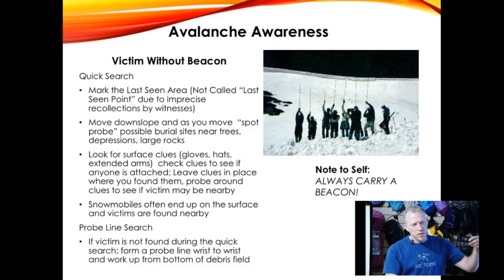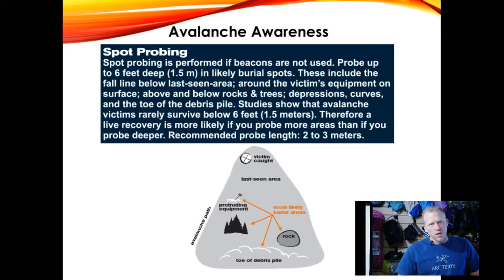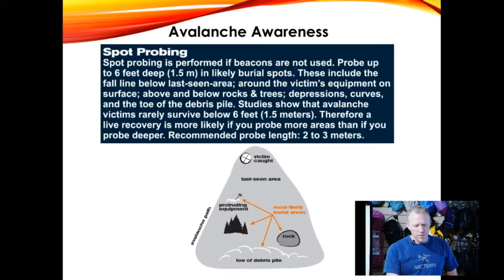Probably starting uphill is best, and then moving downhill in a straight line would be the way to go. Looking for clues like gloves or a ski. You can find people without beacons. It would be difficult, but if you have enough people with probes, then chances are that they could make it.